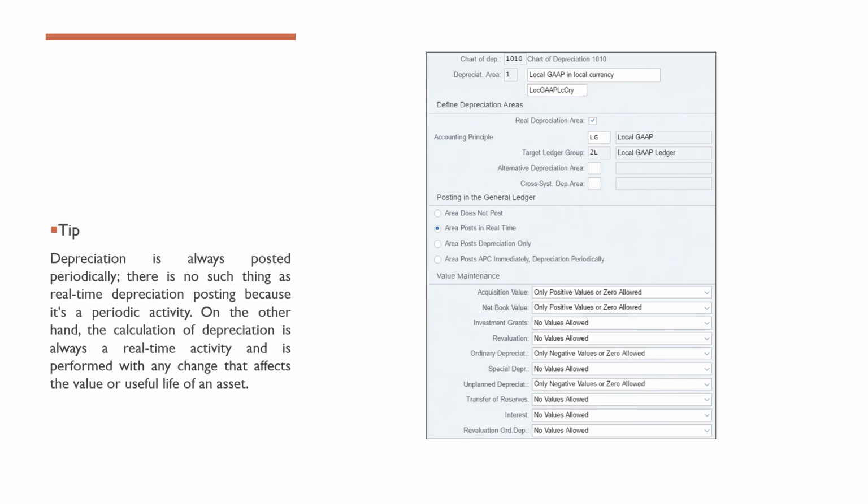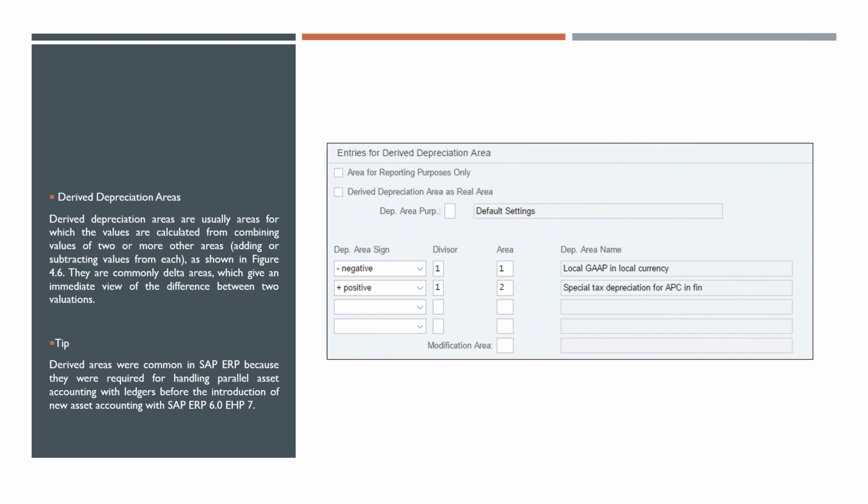So, quick tip: depreciation is always posted periodically. There is no such thing as real-time depreciation posting, because it's a periodic activity. Okay, and on the other hand, the calculation of depreciation is always in real time. It's performed when any change affects the value and useful life of an asset.